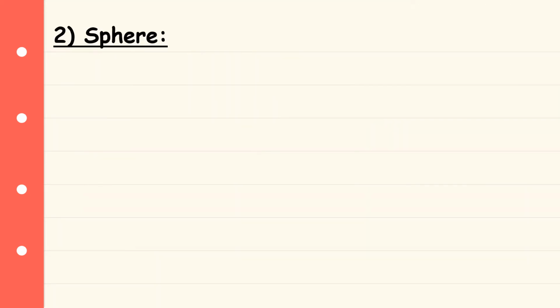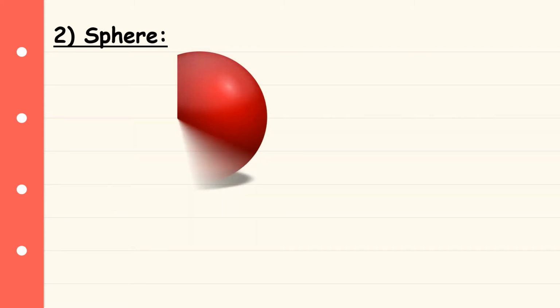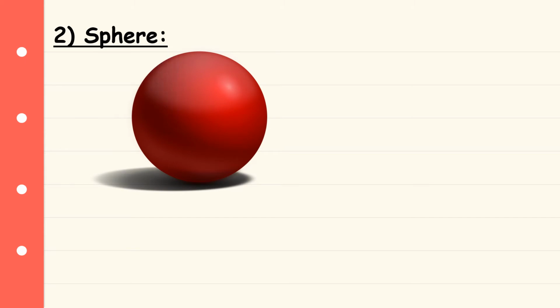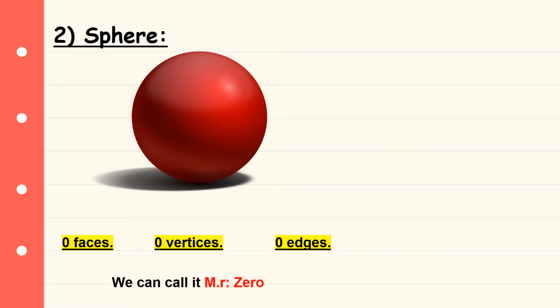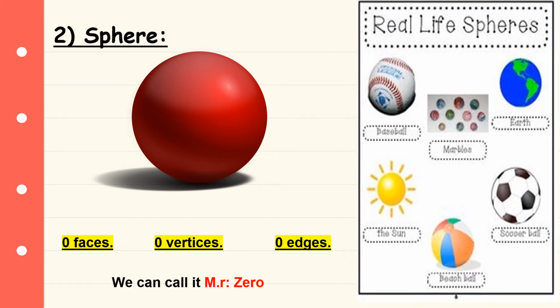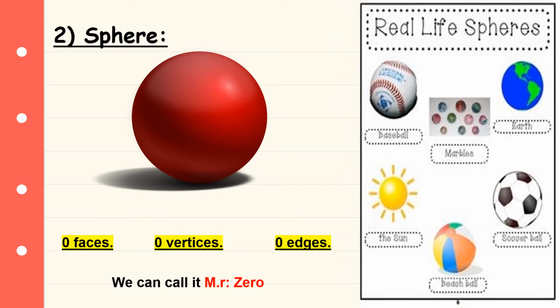The second shape in 3D shapes is called sphere. How many faces in the sphere? Let's think. 0 faces. And how many vertices? 0 vertices also. And how many edges? It will be 0 edges. So we will also call it Mr. Zero. We can find shapes like sphere in our real life, like the sun and different kinds of balls.